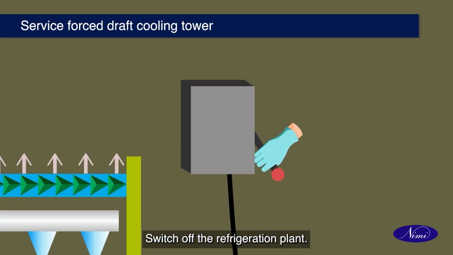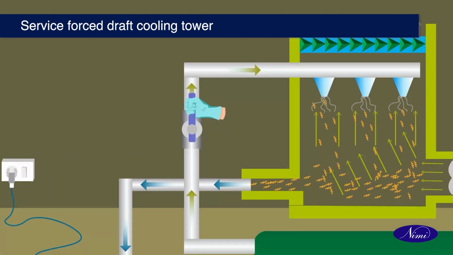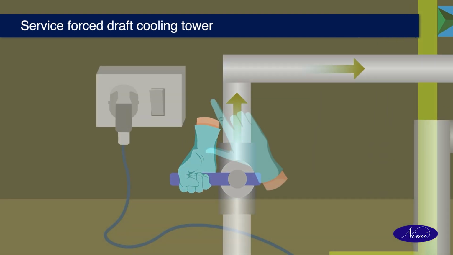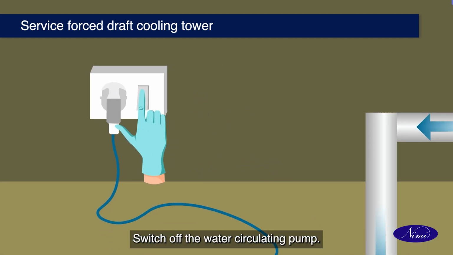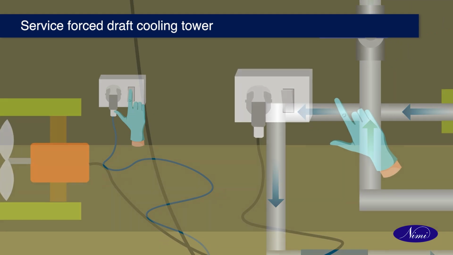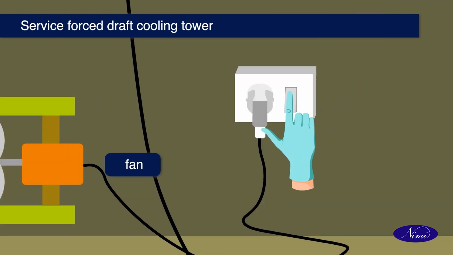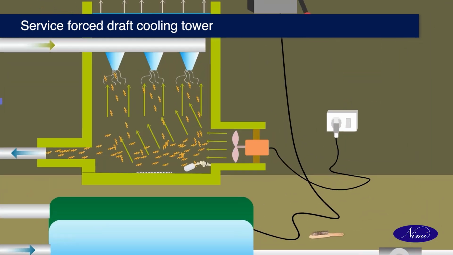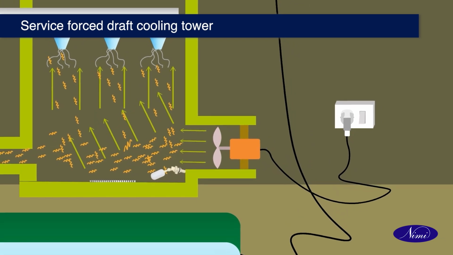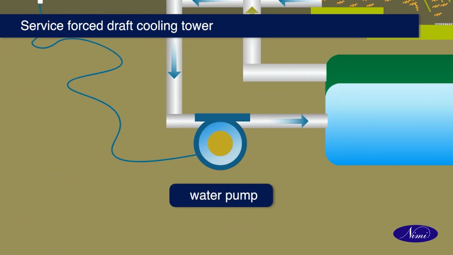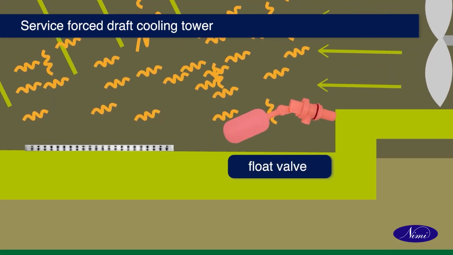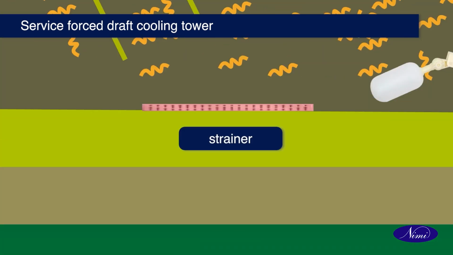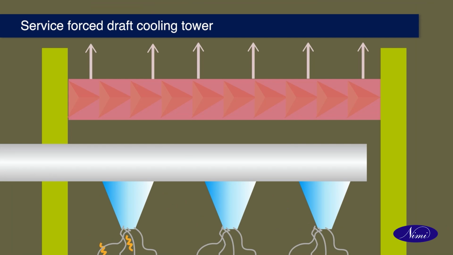Switch off the refrigeration plant. Close the water lines of the cooling tower. Switch off the water circulating pump. Off the cooling tower fan. Dismantle fan, water pump, float valve, wire brush, strainer, eliminator, spray nozzles.